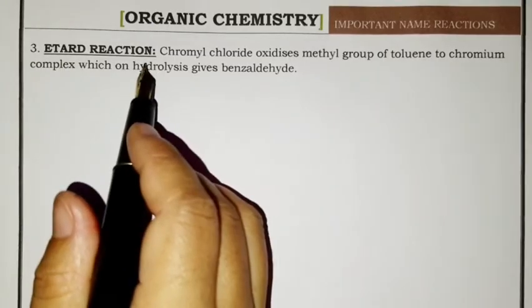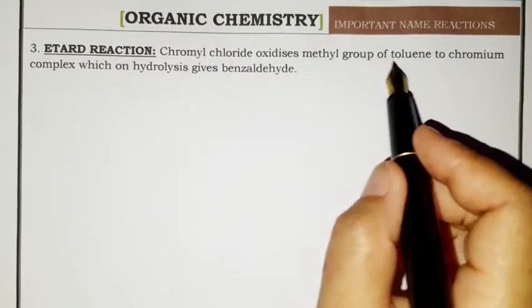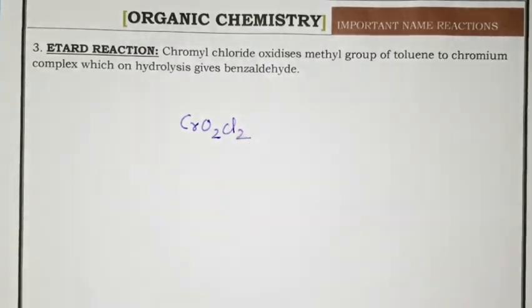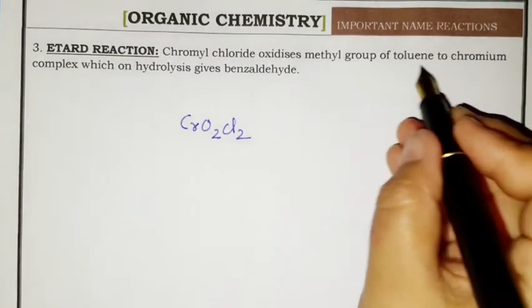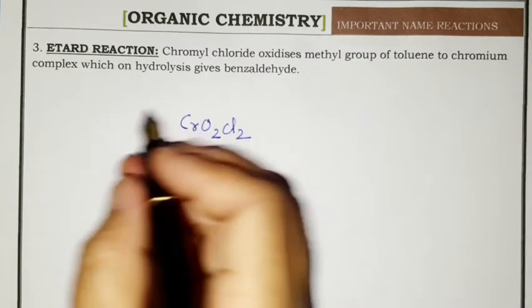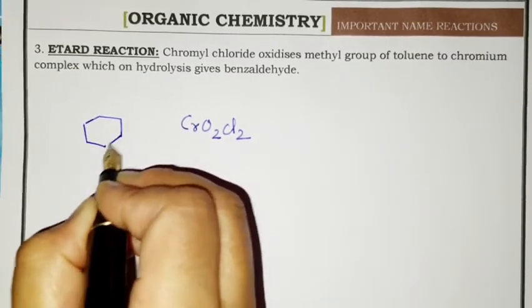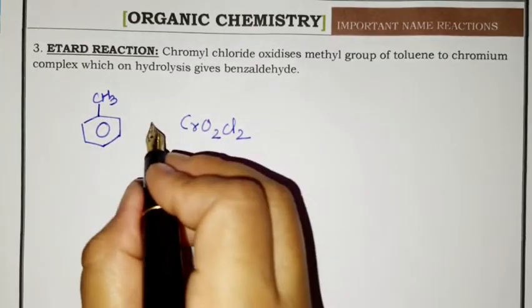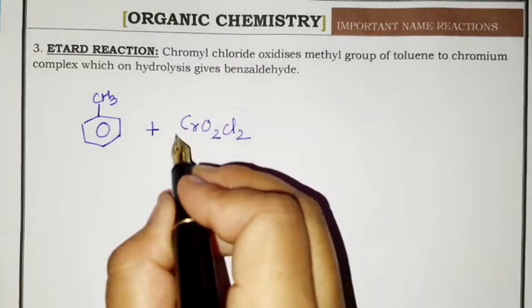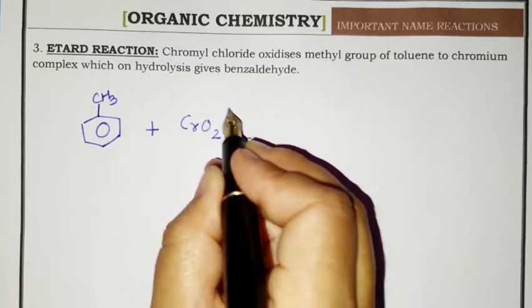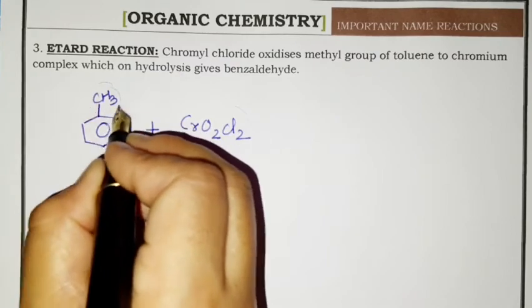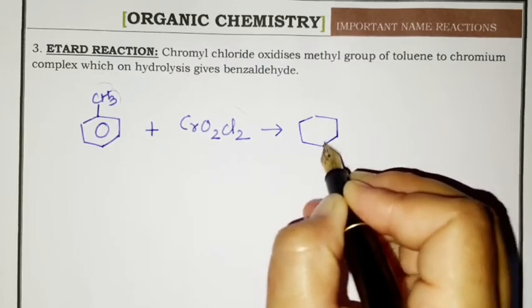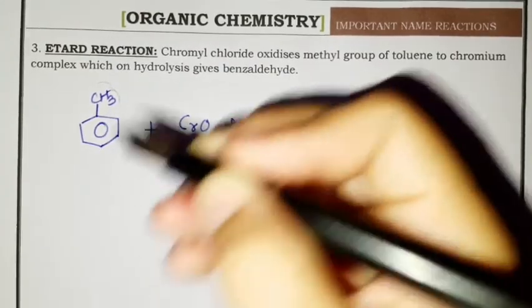Now next is the ETARD reaction, a very simple one. Okay, so chromyl chloride is your CrO2Cl2. Your chromyl chloride oxidizes the methyl group of toluene. Now toluene, what is it? It is a benzene ring with a methyl group. So benzene CH3 is toluene. Now when you react the two, your chromyl chloride, being an oxidizing agent, oxidizes this methyl group to a chromium complex. So what happens in the chromium complex? Two hydrogens are removed.